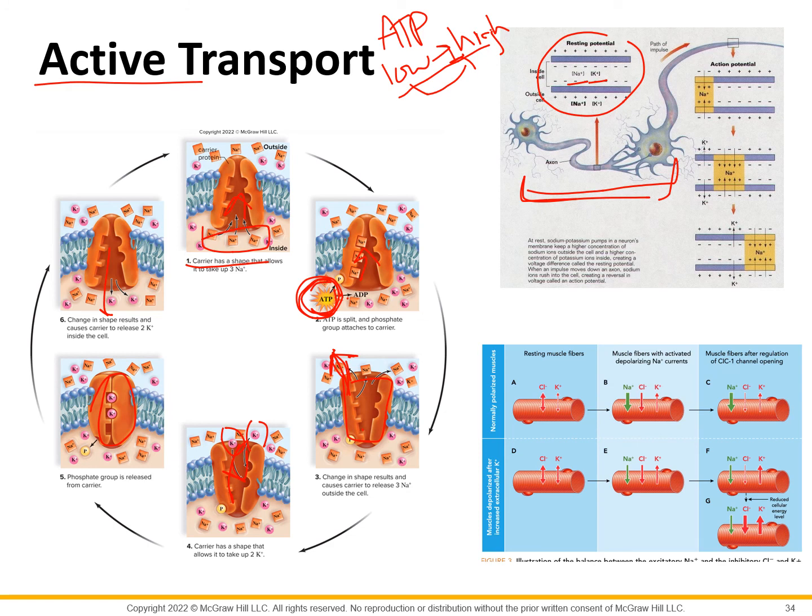Also, sodium and potassium is involved in muscle function, so muscle contraction. So it's very important to have a difference in concentration of the sodium and potassium to facilitate muscle contraction. So this is a very, very important type of transport, especially for the human body.